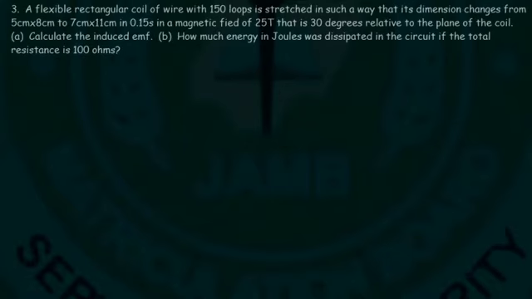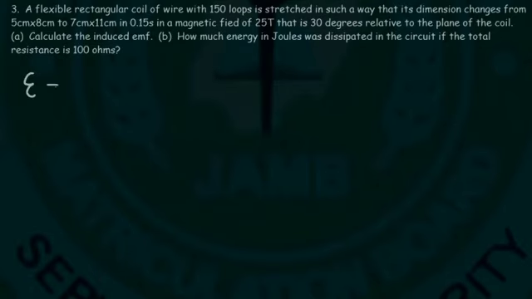Number 3. A flexible rectangular coil of wire with 150 loops is stretched in such a way that its dimension changes from 5 by 8 square centimeters to 7 by 11 square centimeters in 0.15 seconds in a magnetic field of 25 Tesla, that is 30 degrees relative to the plane of the coil. Calculate the induced EMF.